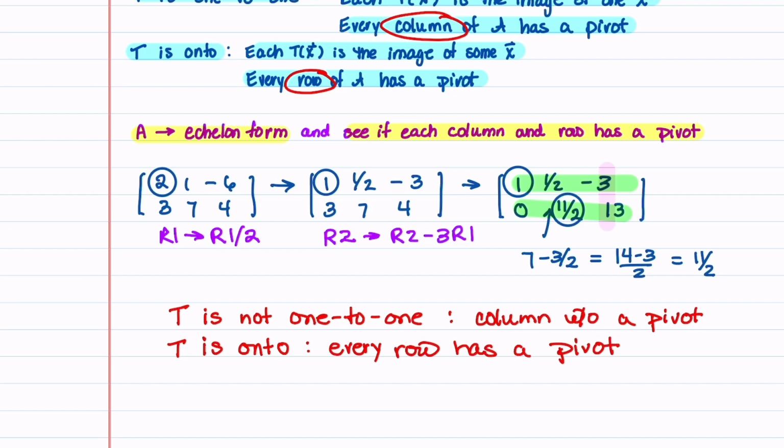I think the key to this problem is just remembering that you're going to start with your matrix A, you have to put it in echelon form, and then look at the pivots in each row and each column.